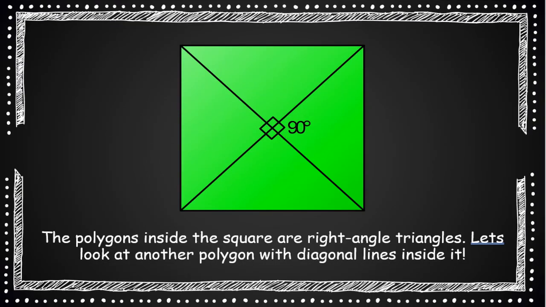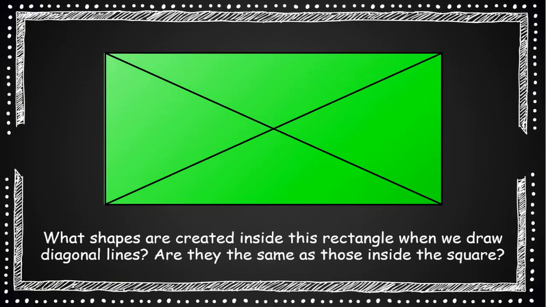Now, the polygons that you see inside are triangles. I hope everybody got that. But even more specifically, they're right angle triangles. Let's try another one. When I connected the vertices in this rectangle by drawing diagonal lines, I made some new shapes inside. Are these shapes the same as the ones inside of the square? Pause the video and name the polygons.